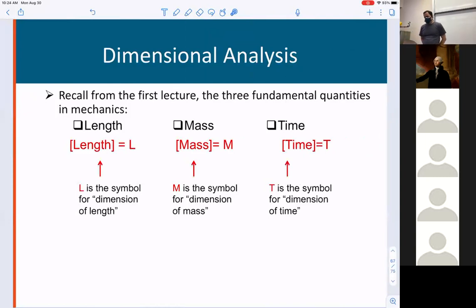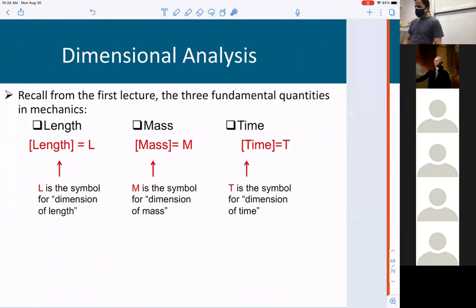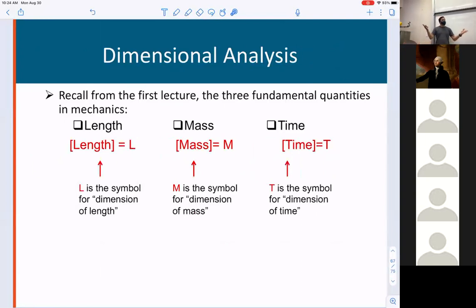And so what we will do here is we will let L denote the symbol for the quote unquote dimension of length. And then M is a symbol for the dimension of mass, and T is a symbol for the dimension of time. So what do I mean by that? If I talk about the speed of a car, it is the amount of distance that it covers over some time interval. So I would say that the dimensions of speed are length over time, or L over T. Those are the dimensions of speed.